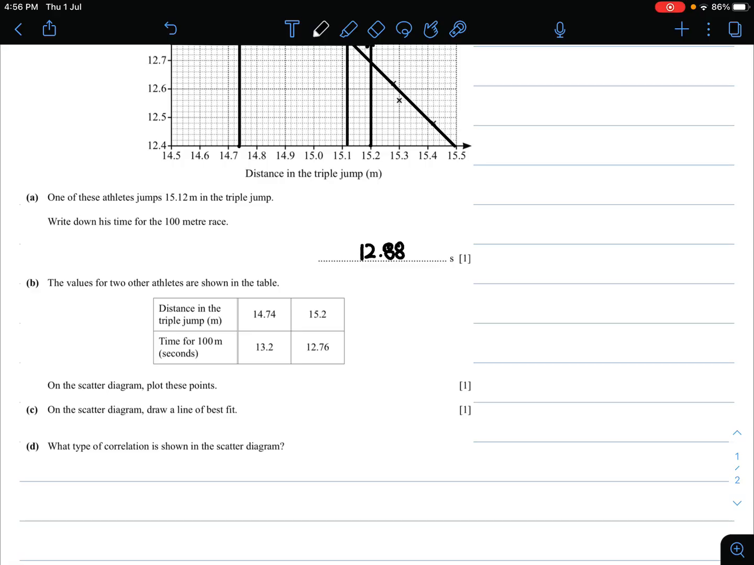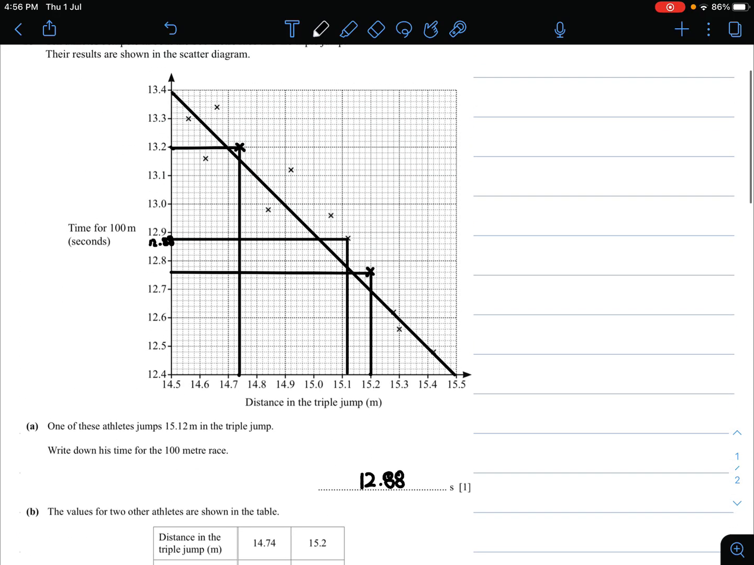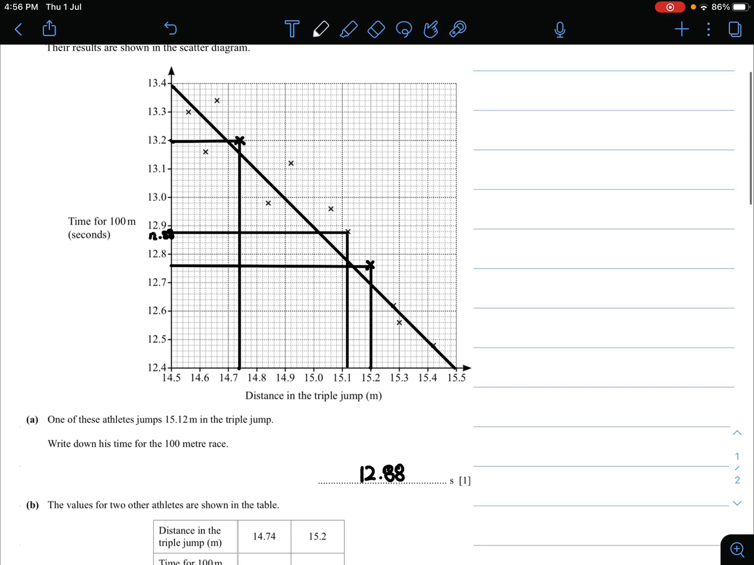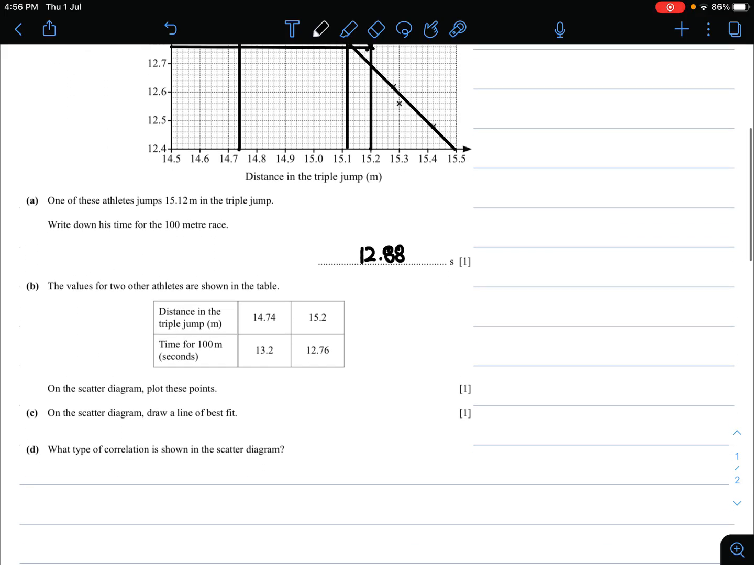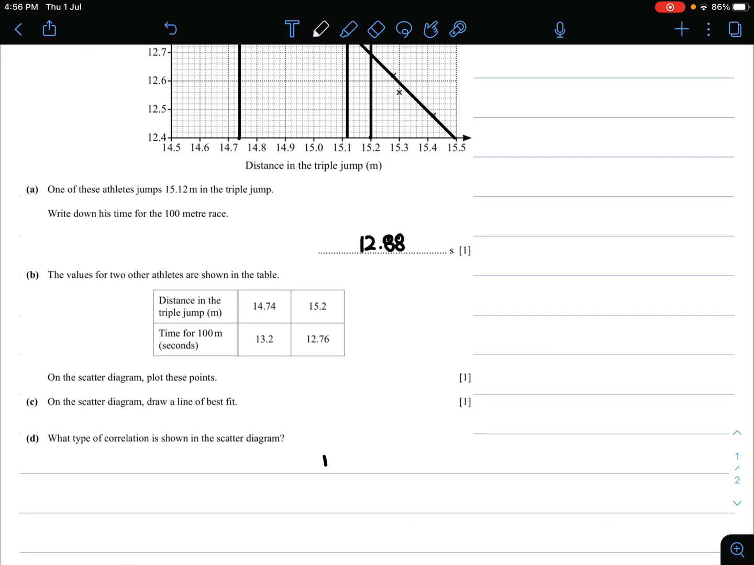What type of correlation is shown in the scatter diagram? So for these types of questions, basically what they mean is you have to write whether the line of best fit shows that the information provided is in a negative correlation or a positive correlation. How you will get to know this is by looking at the line of best fit. In this case, the gradient of the line of best fit would be negative, as you can clearly see that the line is going downwards. So your type of correlation in this case would be negative, and hence this will be your final answer for part D.